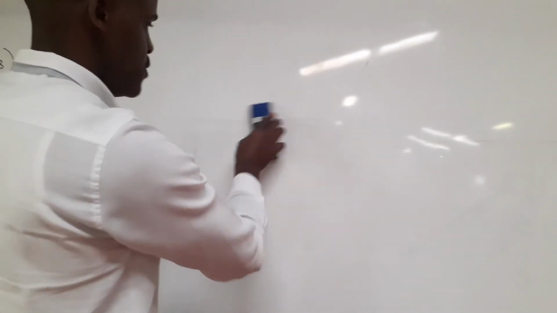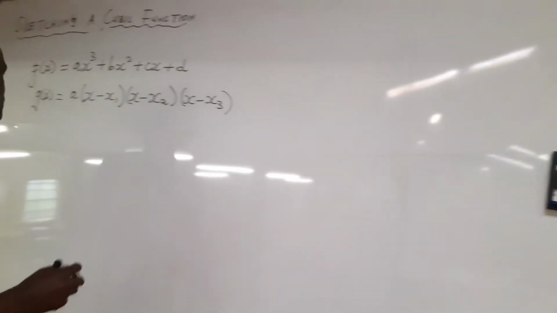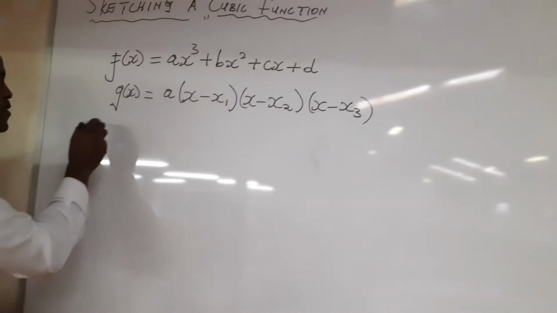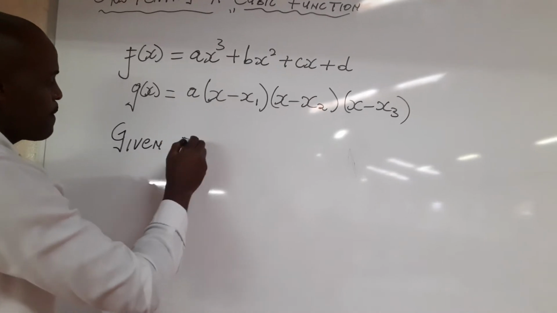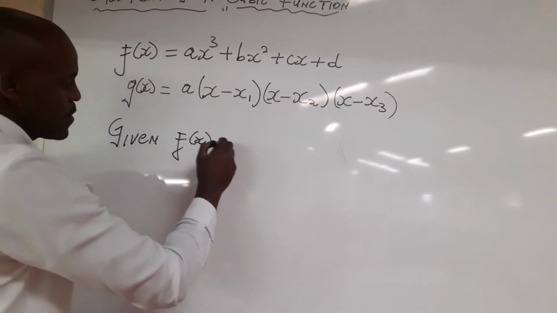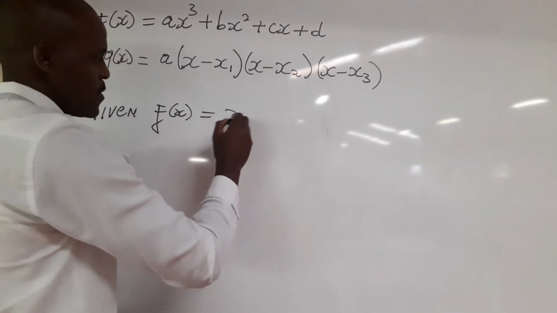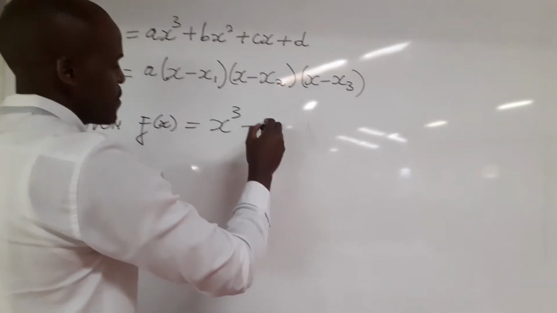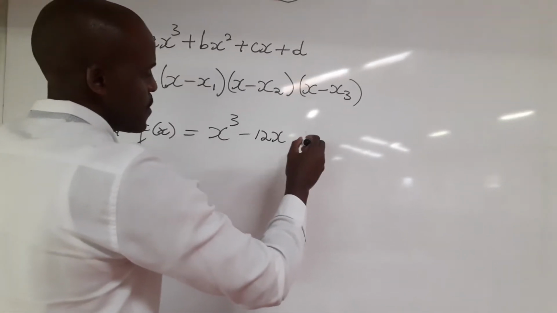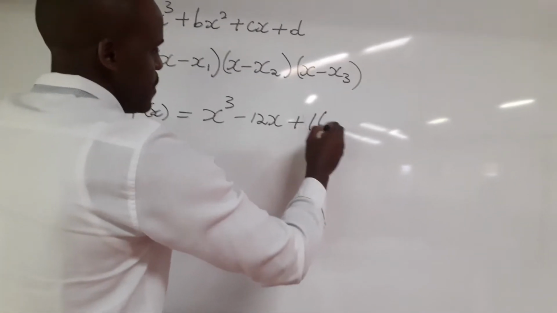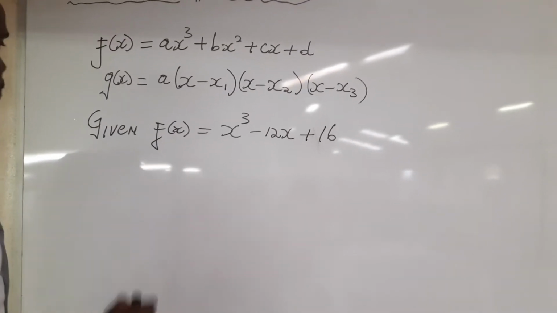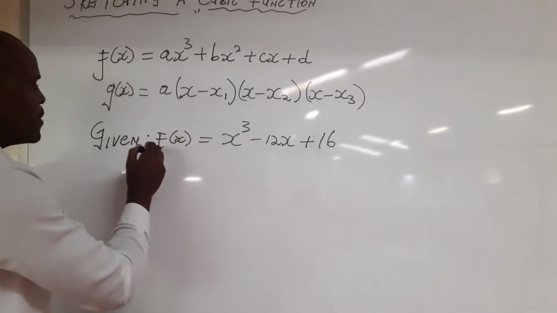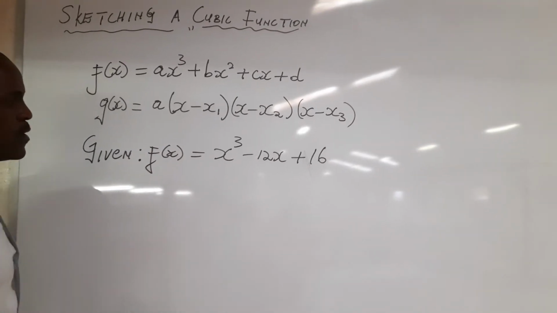Let's go to examples. Given f of x equals x cubed minus 12x plus 16. Right, that's our given equation. The first question, show that x minus 2 is a factor of f of x.